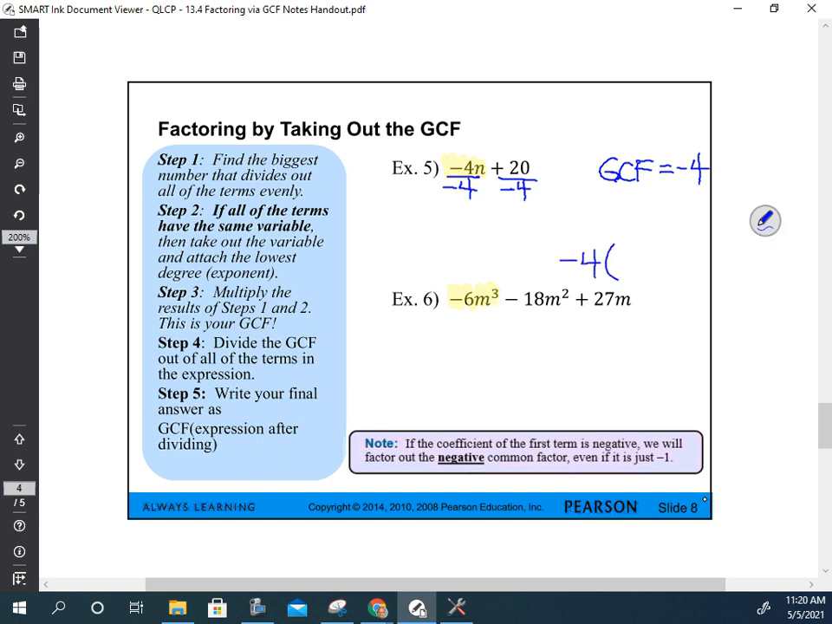Now we're looking for what's going in parentheses. Negative 4 divided by negative 4 is 1. Bring down the n. 20 divided by negative 4 is negative 5. And there's your factor answer.